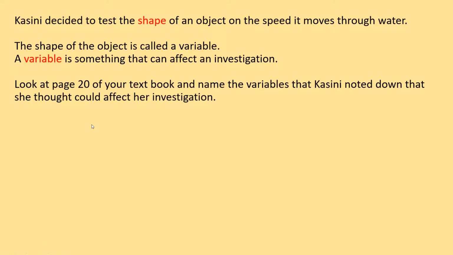So, in an investigation, something that can be changed is called a variable. This is the list of possible variables that Cassini thought of. She thought of the shape of the clay, the mass of the clay, the volume of the water in a cylinder, and the temperature of the water. So these are 4 variables. She will test every variable to see what the effect of each variable is.